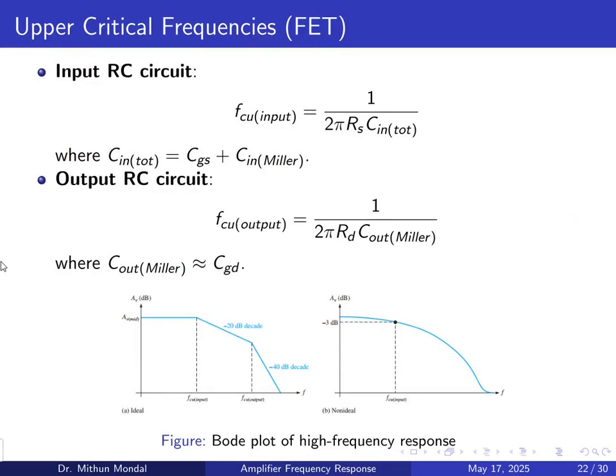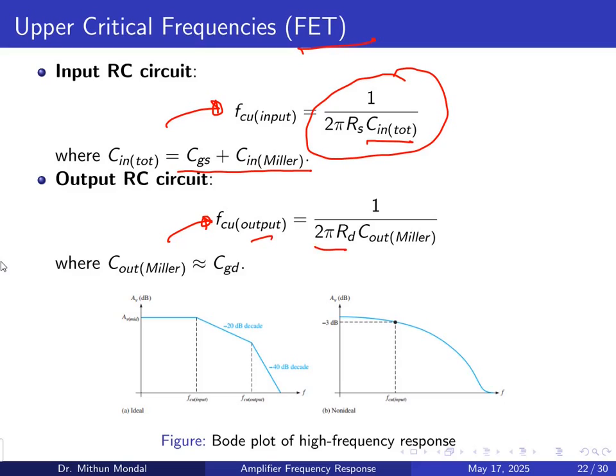So from that, we can find out the critical frequency in the input and the critical frequency in the output circuit as the formula 1 by 2 pi RS C in total, where C in total is nothing but gate to source plus the input of the Miller. In the output, we have 1 by 2 pi RD and the output capacitance of the Miller, which is approximately equal to the gate to drain only as the capacitor.